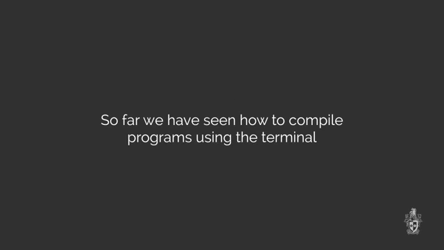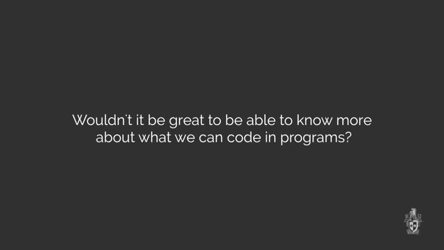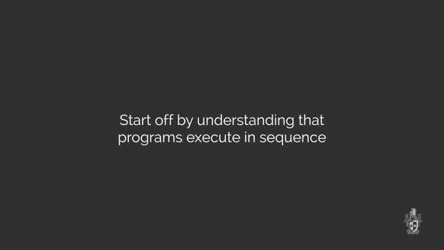So far, we've seen how we can compile programs from the terminal using the command line compiler and using our build script for our Swing Game programs. Which is cool, but what exactly can I code into my programs? Well, there's a whole lot of things that we can code into our programs, but I think where we want to start is to understand that the computer runs our programs as a sequence of instructions. And so I think that's where we can get started.